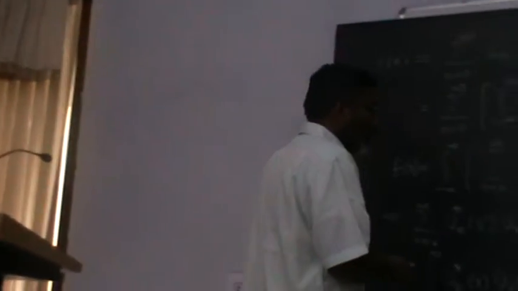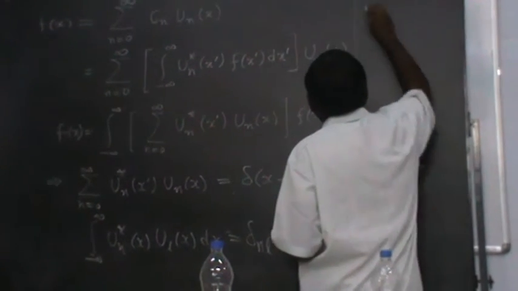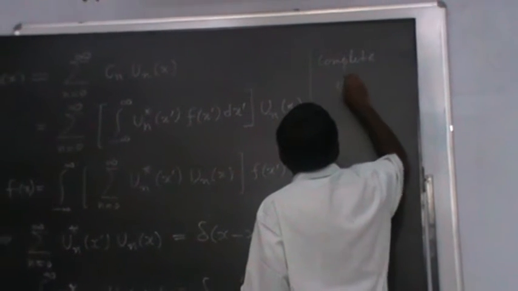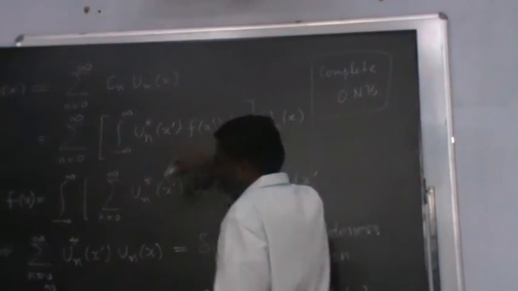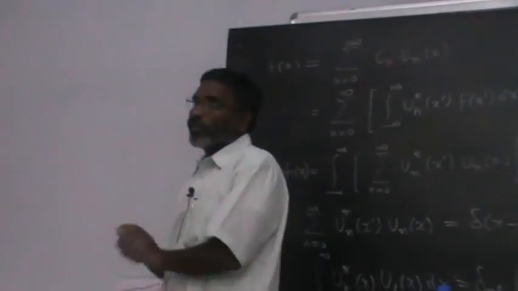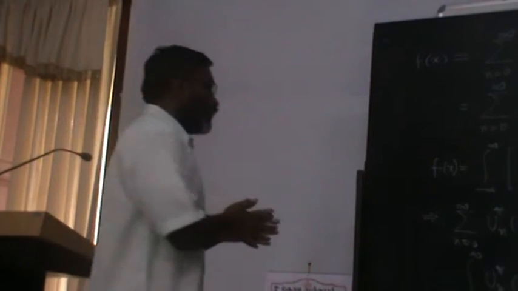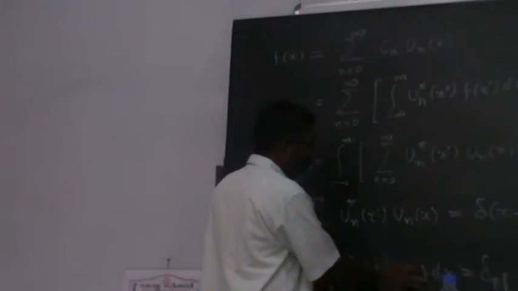So in quantum mechanics, most of the time you will come across this complete orthonormal basis. This is the phrase you come across every time in quantum mechanics. When you say complete orthonormal basis, it means you have basis elements which satisfy this as well as this.